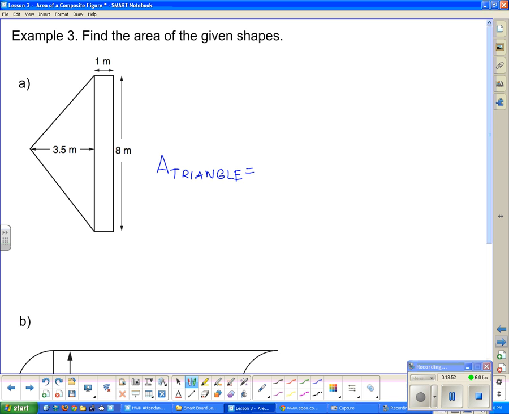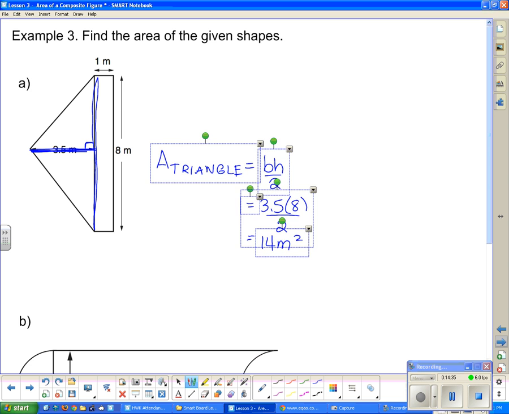Area of a triangle, if you remember, or if you look off your formula page, is the base times the height divided by two. And you have to remember what the base and the height of a triangle are. The base and the height of a triangle meet each other at a 90 degree angle. So here will be the height because it meets the base at a 90 degree angle. So this length along here is 8 meters, and then this along here is 3.5. So that's our base and our height. So 3.5 times 8 divided by 2, and if you plug that into your calculator, you get 14. And this is in meters still, so it's square meters. So that's the area of the triangle.